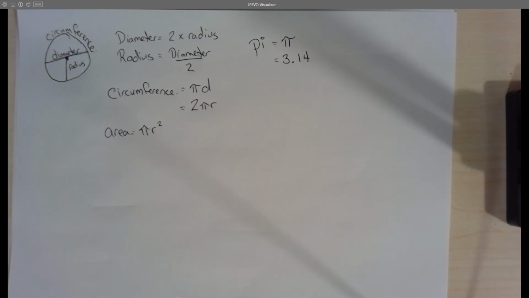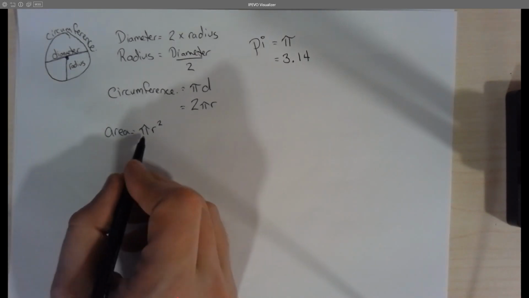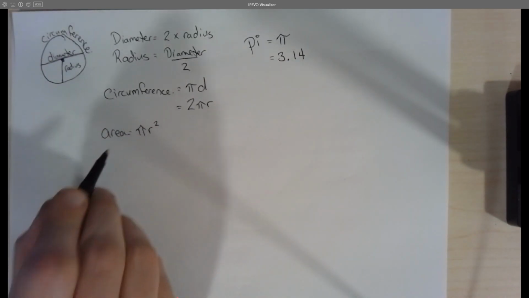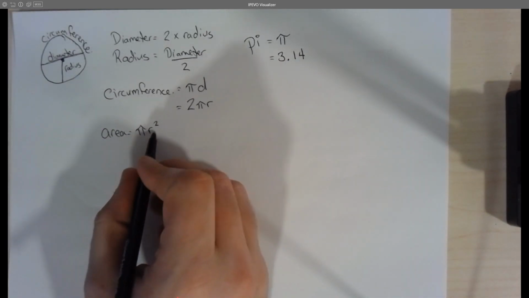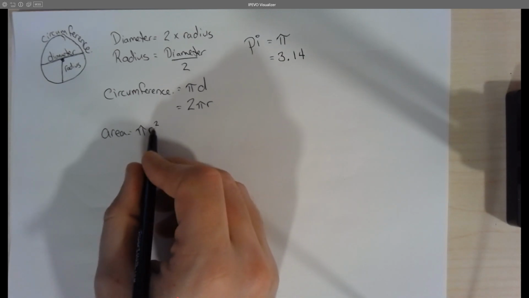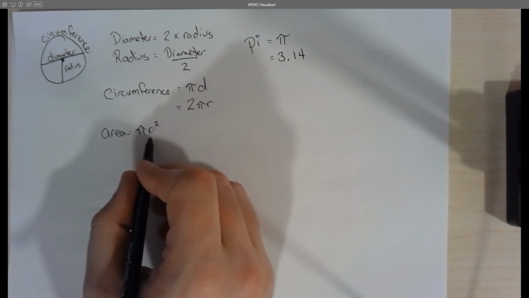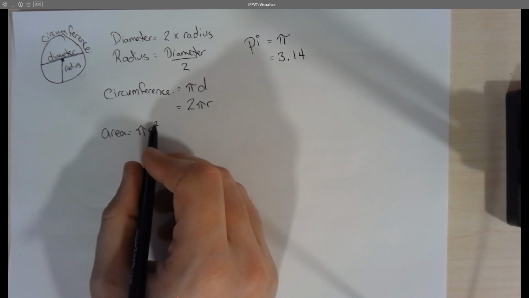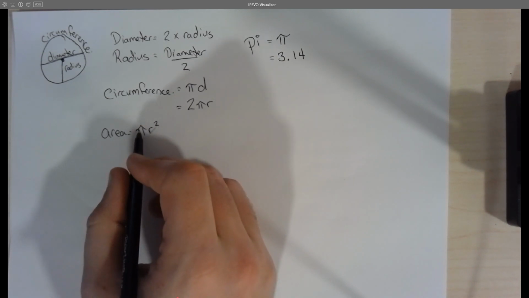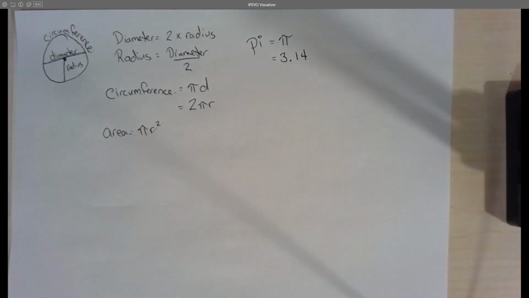Pi times radius squared. Now the key thing to remember here, and we'll practice this in a little bit, is that when we are working through this particular formula, remember, order of operations, that we do our exponents before we do our multiplying. So you have to do r squared first, and then you can times that by pi in order to get an accurate value for our area of a circle.